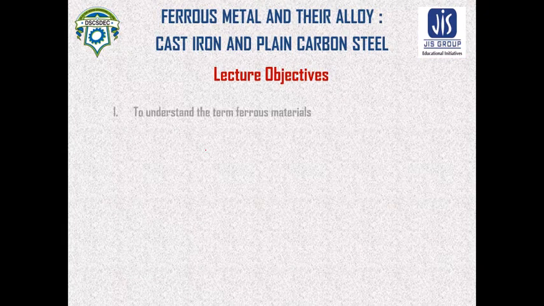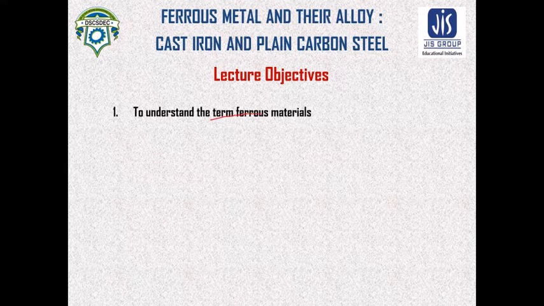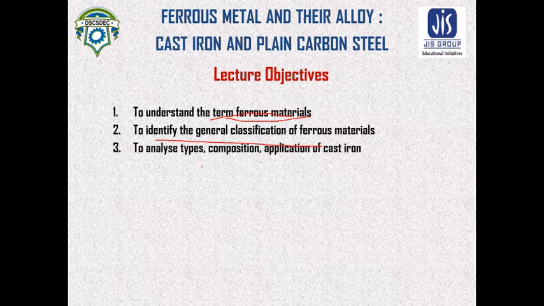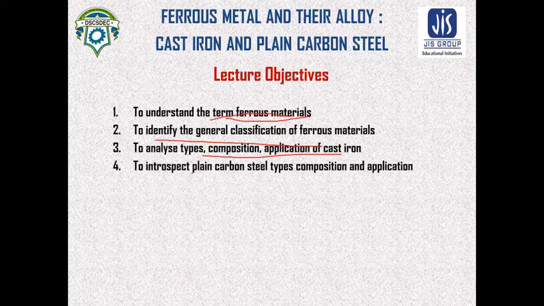The lecture objectives are to understand the term ferrous material. First we will understand what ferrous material is. After that we will study and identify the general classification of the ferrous material, that is, how the ferrous material is classified. After that, we will analyze the types, composition, and application of cast iron. And finally, we will introspect the plain carbon steel, and their types, composition, and application. So now let's start the lecture.